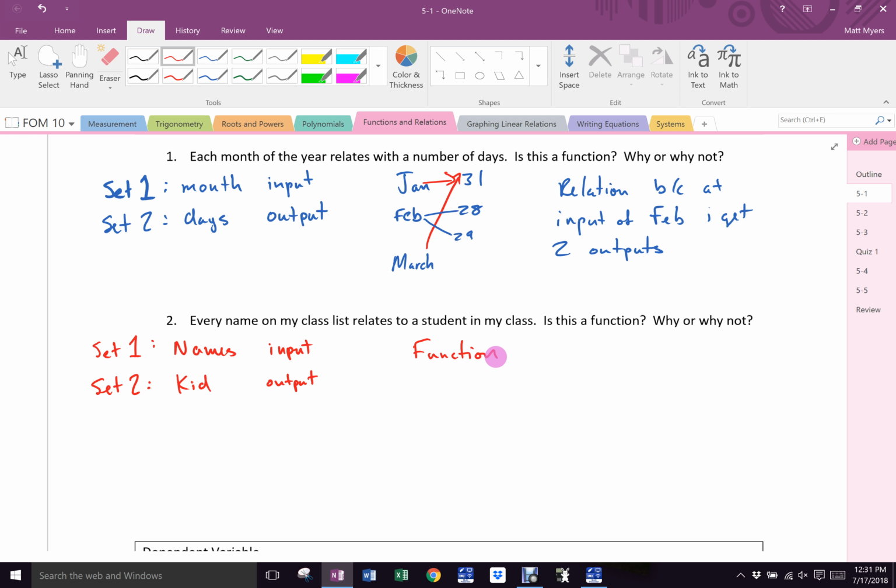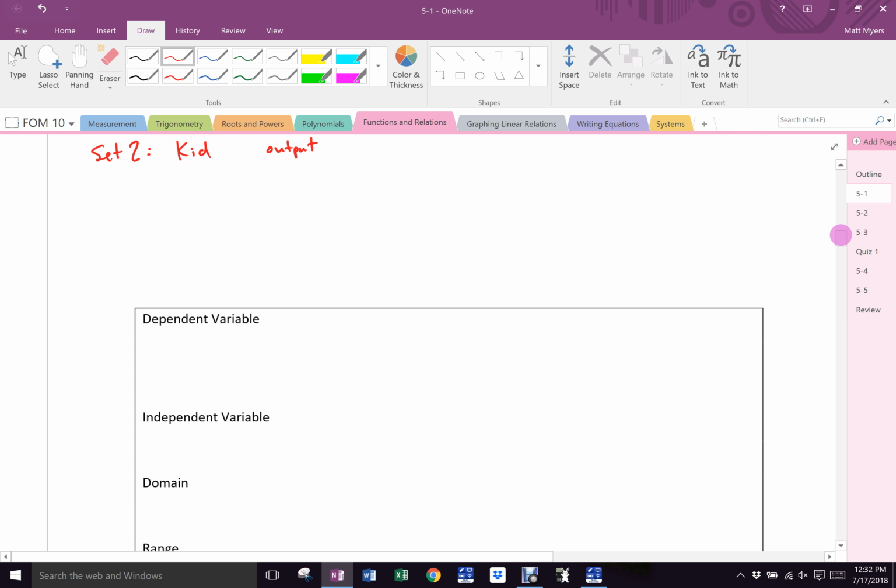So anyway, it's not always a function though, is it? But in our class, it is a function if we go by first and last name. But if I only go by last name, it's a relation. If I only go by first name, it's a relation. Does everybody understand function versus relation? Everybody feels they could do it? Awesome. Let's move on.